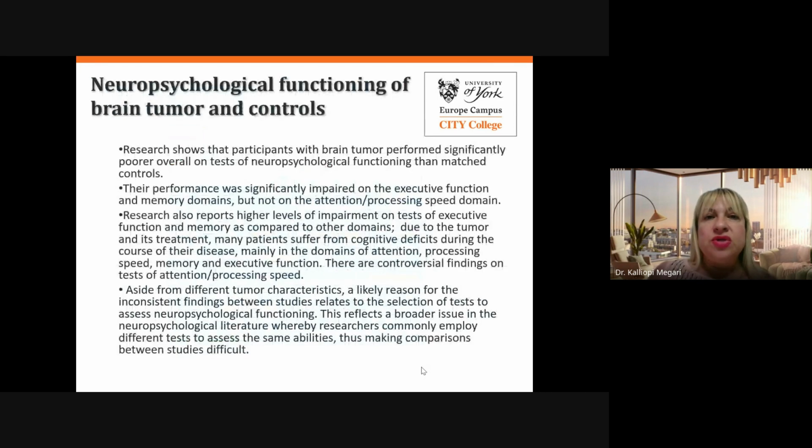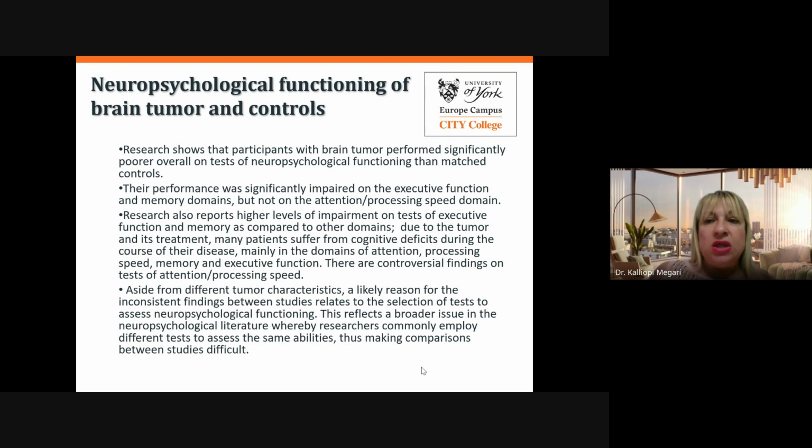And now some research on neuropsychological functioning between patients with brain tumors and healthy controls. Research shows that participants with brain tumors perform significantly poorer overall on tests of neuropsychological functioning than matched controls, and their performance was significantly impaired on the executive function and memory domains, but not on the attention and processing speed domain.